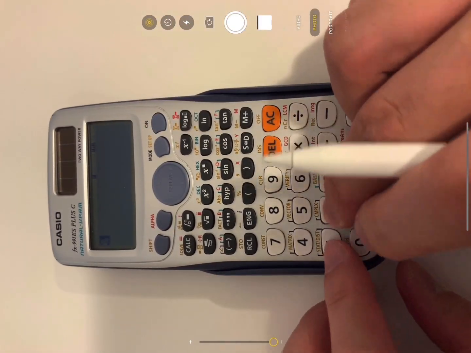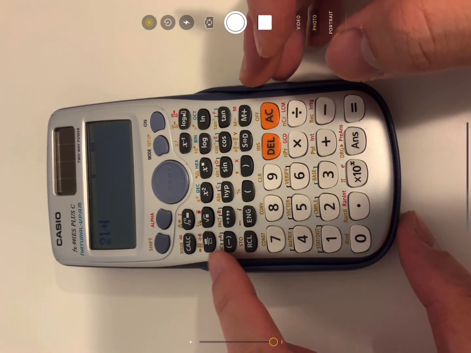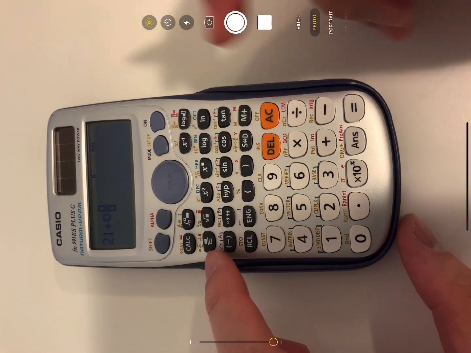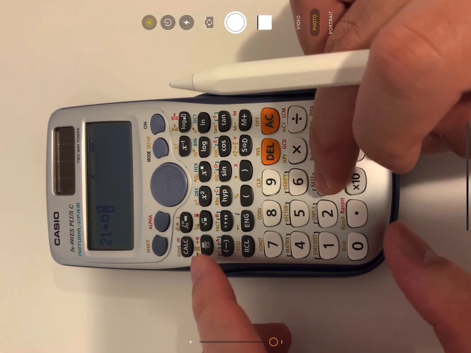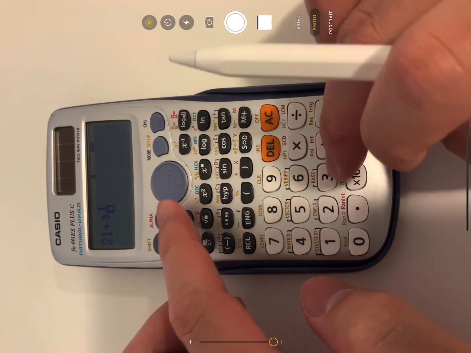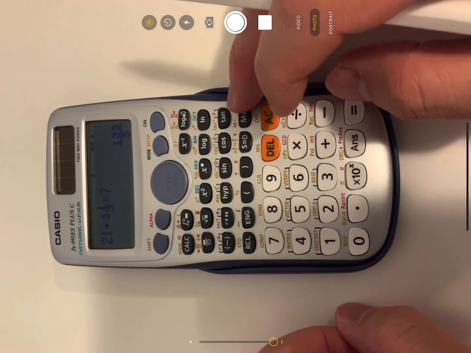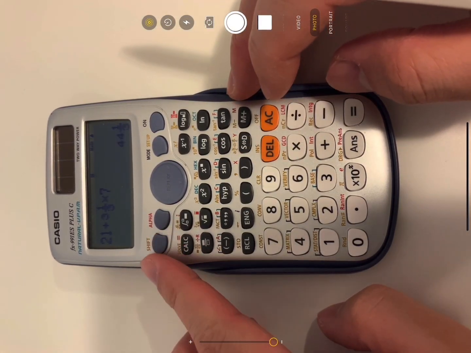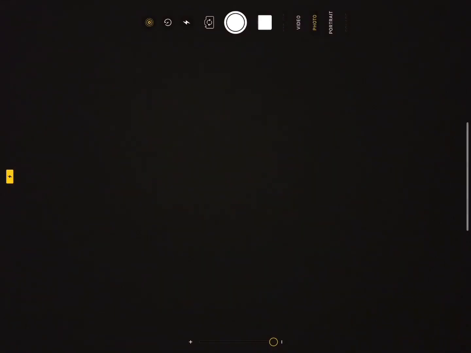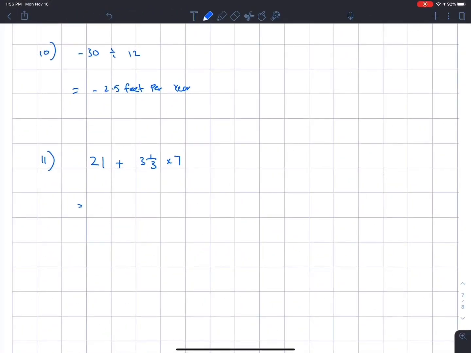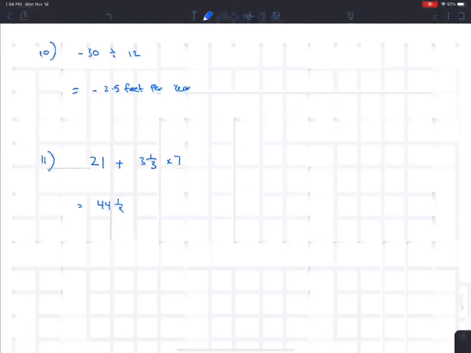So this is 21 plus. I want to type in the mixed fraction. The mixed fraction is right here, the yellow one. So I go to shift, press the mixed fraction button. This is 3 1/3, so 3 1/3 times 7. That's it. And it tells me it's 133/3. I can change it back into a mixed fraction, 44 1/3. So this will be 44 1/3 meters.